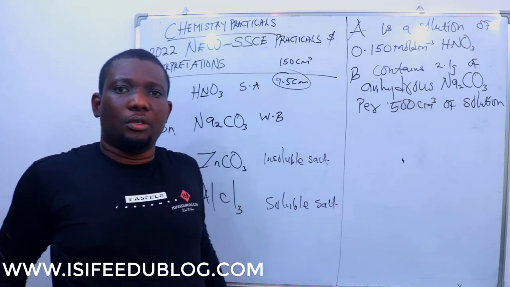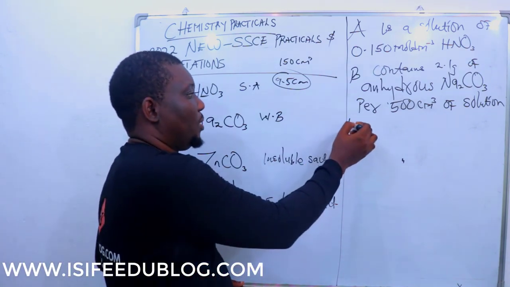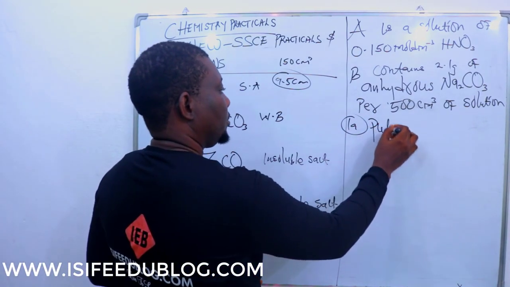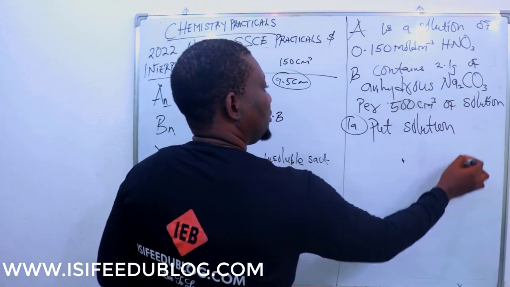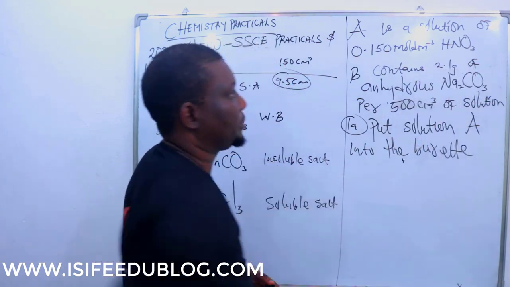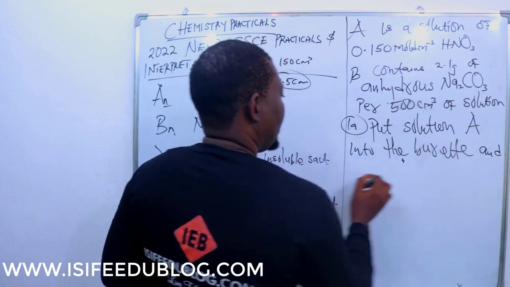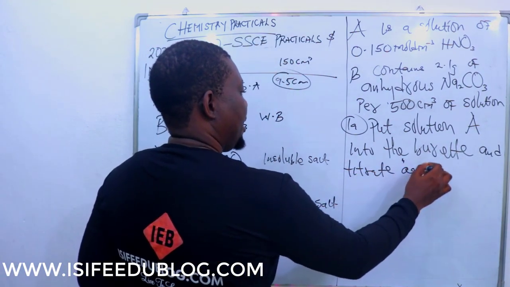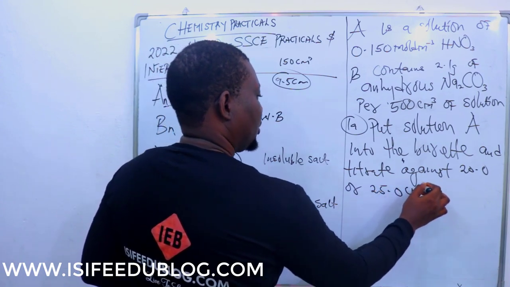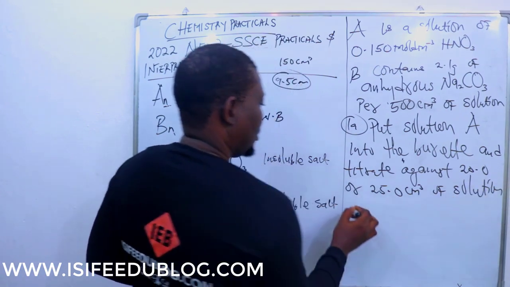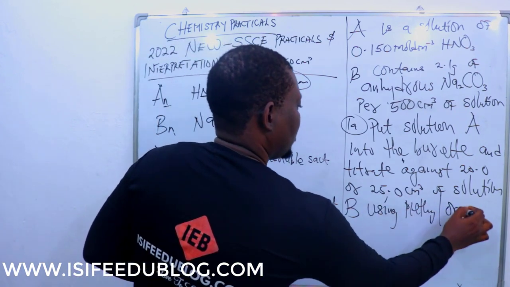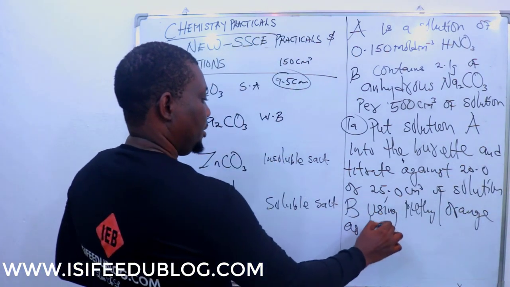And then your question number one: A will always be put, solution A into the burette and titrate against 20.0 or 25.0 centimeter cube of solution B using methyl orange as indicator.